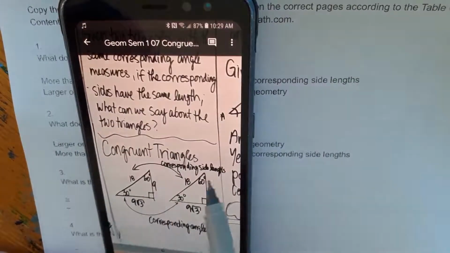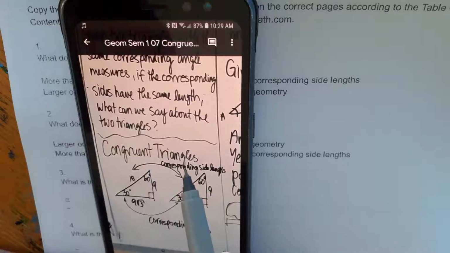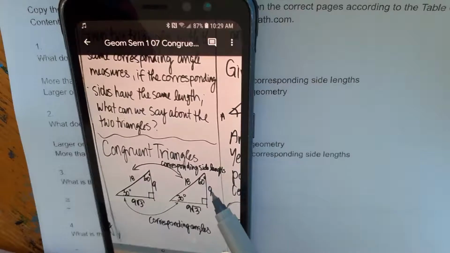It's going to talk about congruent triangles. In geometry, congruence, as you should know by now, means equal. So these two triangles are equal to each other, and we're going to try to figure out what that means through this unit, starting with this lesson. This is giving us a triangle here. Notice this first one has side lengths 9, 9 radical 3, and 18. Notice this one has side lengths 9, 9 radical 3, and 18.